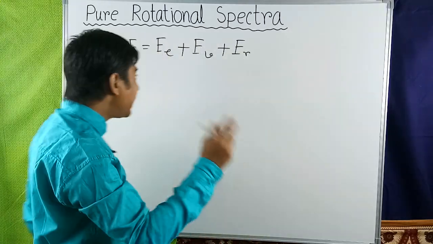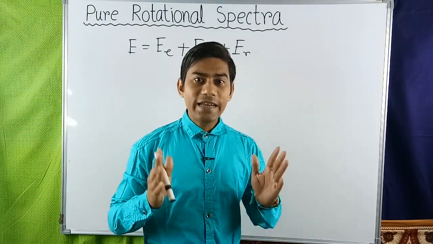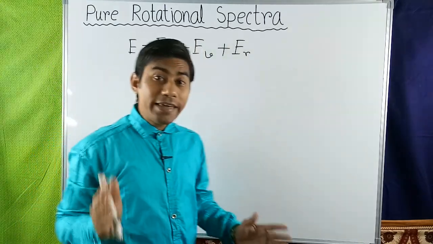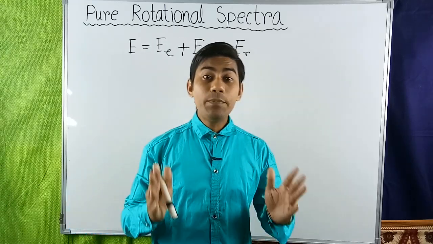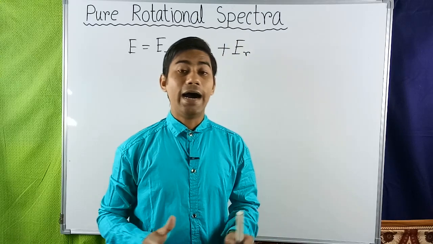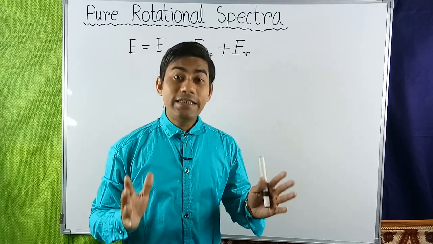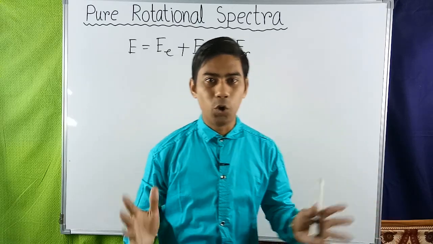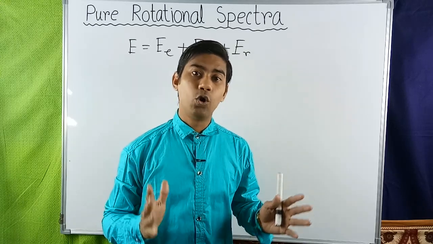Now suppose the electronic energy EE of a molecule remains unchanged. In addition, we assume that the vibrational energy EV of a molecule also remains unchanged. This is possible if we assume that the two atoms of a diatomic molecule are as if joined together by a rigid rod, so that the distance between them remains unchanged as the molecule rotates as a whole. Such a model of molecule is known as a rigid rotor model.